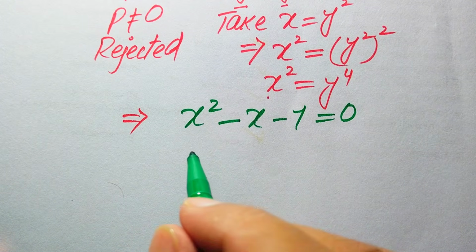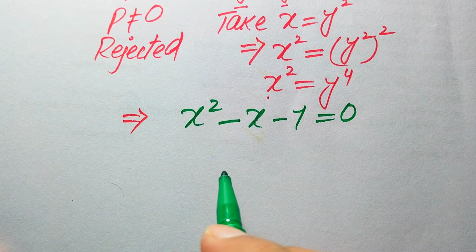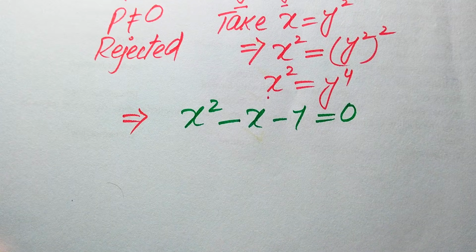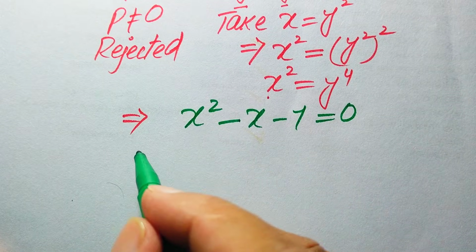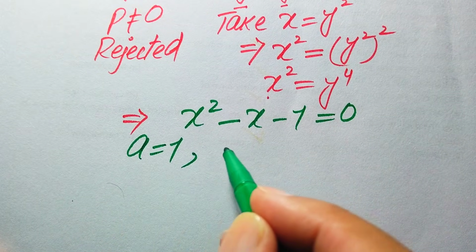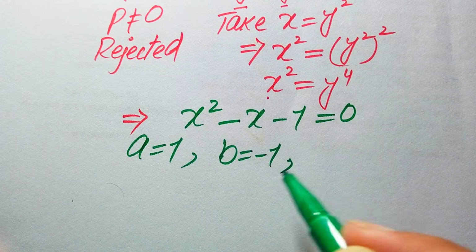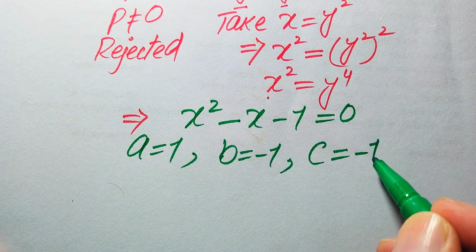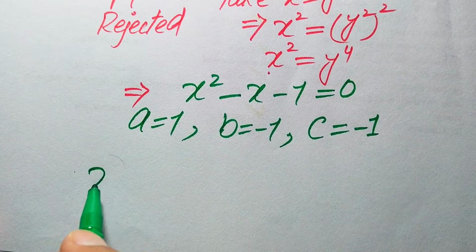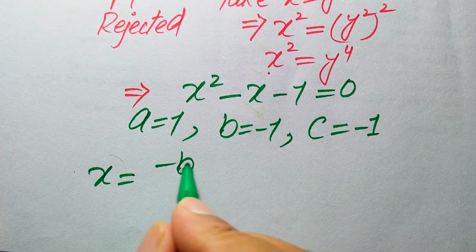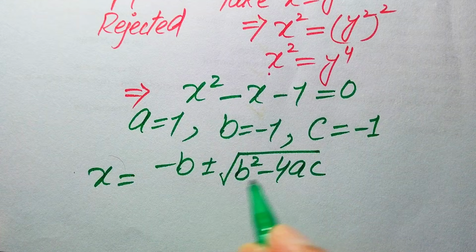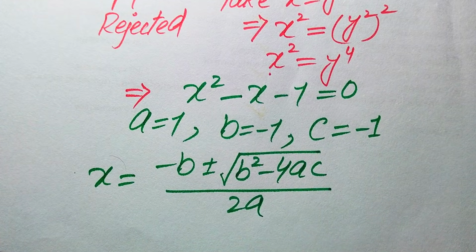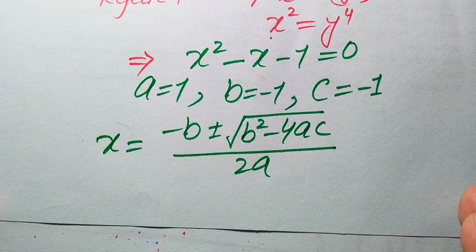So here we use the quadratic formula to solve this quadratic equation. For this, first we need to write the coefficients of this equation: a equals 1, b equals minus 1, and c equals minus 1. And we state the quadratic formula as x equals minus b plus or minus square root of b squared minus 4ac, divided by 2a.